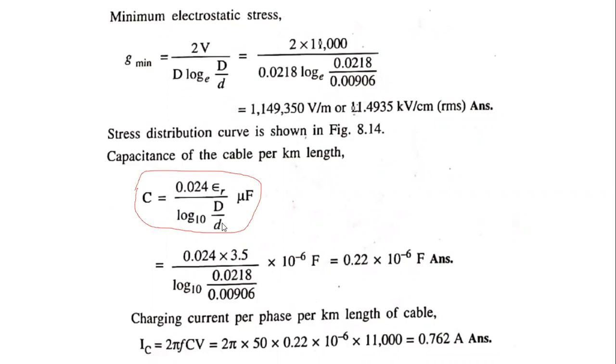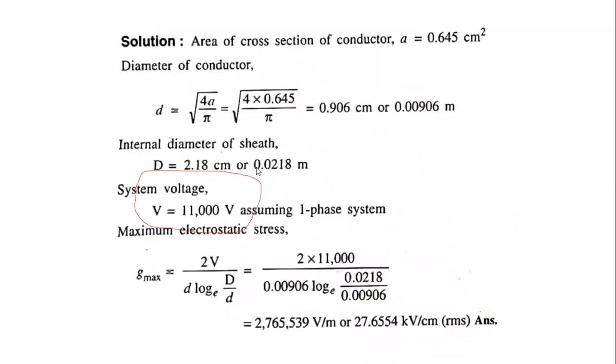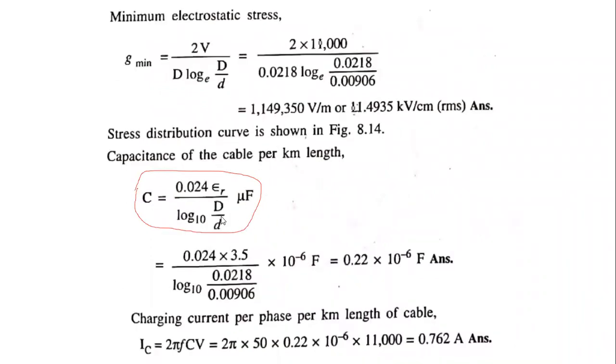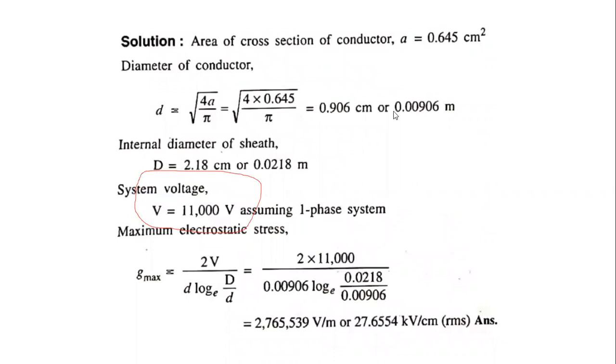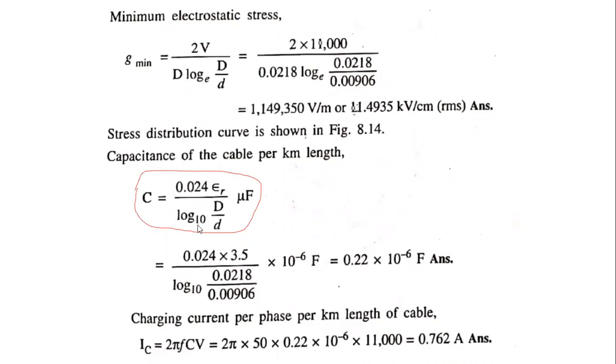What is the value of capital D? That is 0.0218 meters, by small d. What is the small d value? That is 0.00906 meters. Then substitute all the values in the capacitance formula, and we obtain the capacitance value, that is 0.22 into 10 power minus 6 farads.